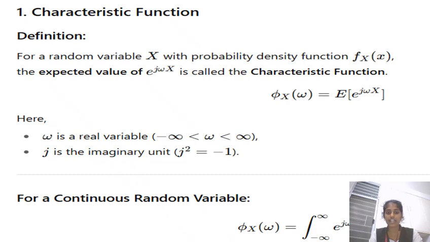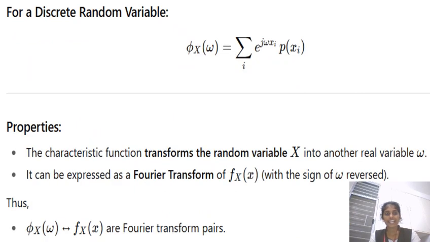For a continuous random variable, phi x of omega equals the integral from minus infinity to infinity of e power j omega x times fx of x dx. For a discrete random variable, phi x of omega equals the sum over i of e power j omega xi times p of xi.